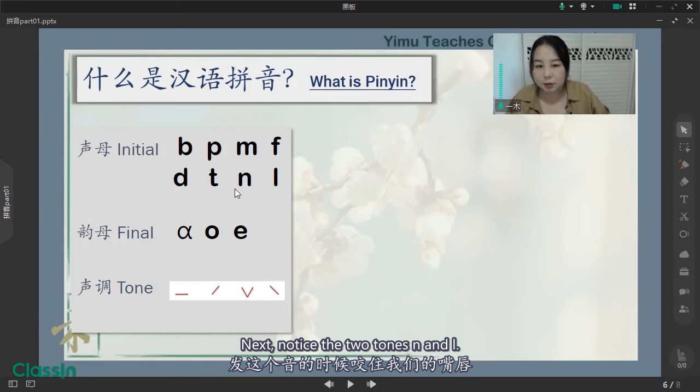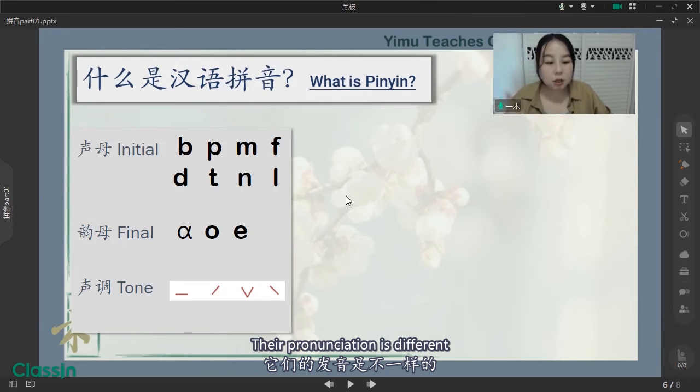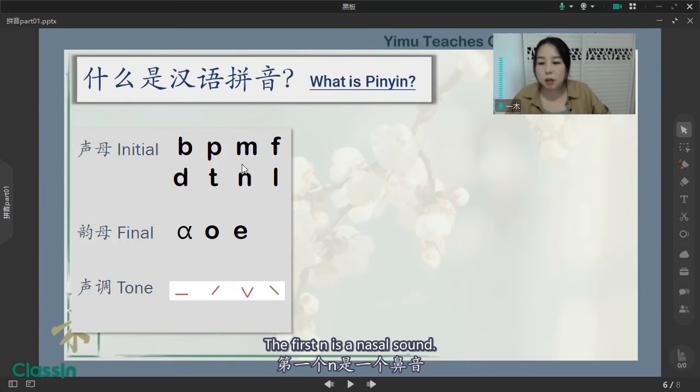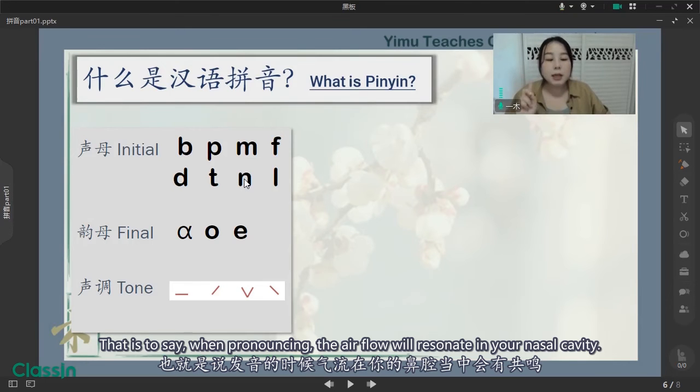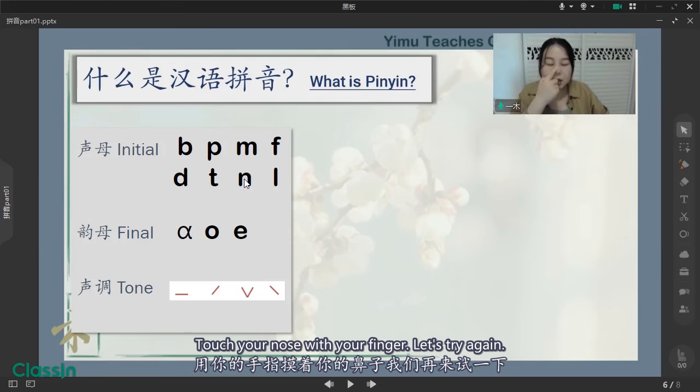Next, notice the n and l. Their pronunciation is different. The n is a nasal sound. That is to say, when pronouncing, the airflow will resonate in your nasal cavity. Touch your nose with your finger. Let's try again. N, n.